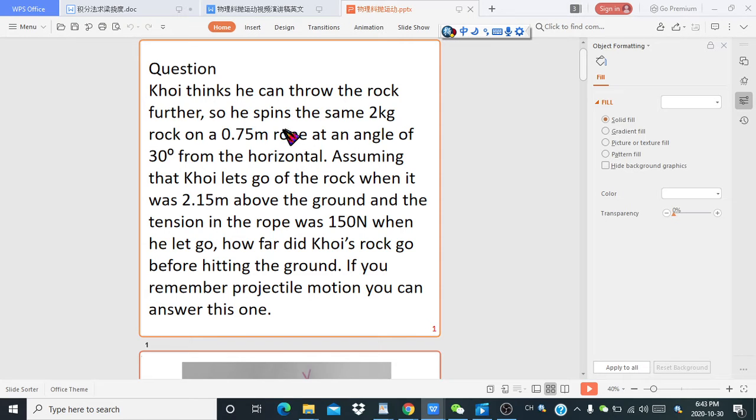The rock's weight, rope's length, velocity, angle, and the height of the rock, the tension in the rope when he let the rock go, are all known. The question asks the distance between the points where the rock is let go and where it hits the ground.